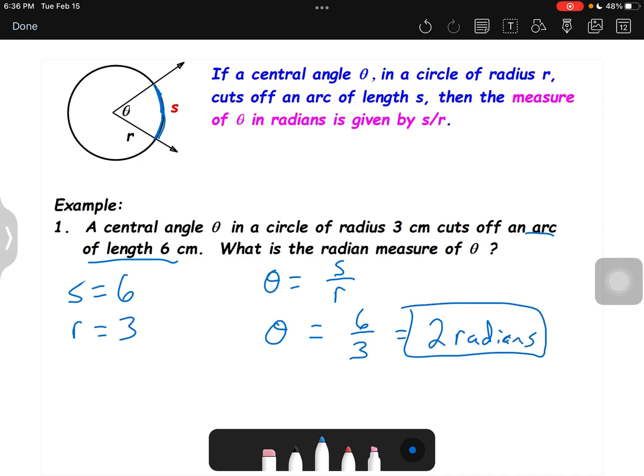And again, that just means that the arc length is twice as long as the radius, so that's 2 radians. A radian is actually a radius measure wrapped along the circle, and the central angle that cuts off that arc length is that measurement in radians.